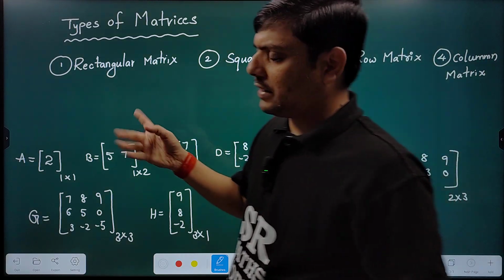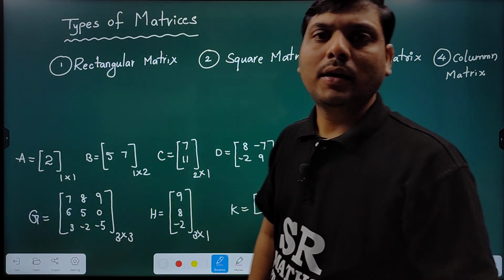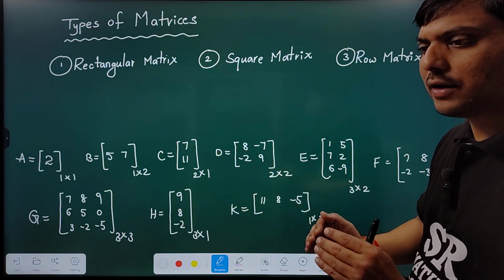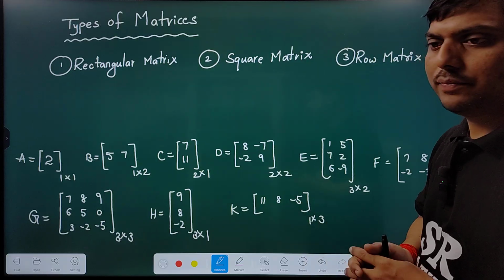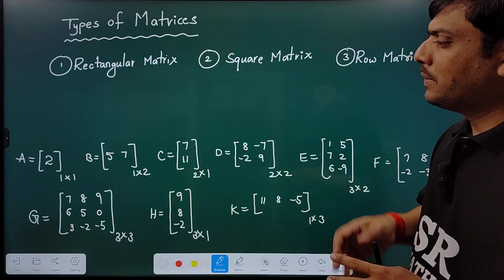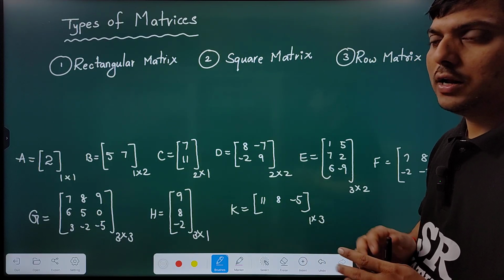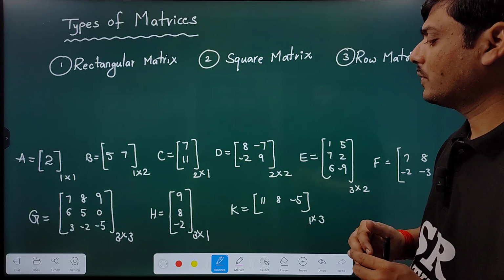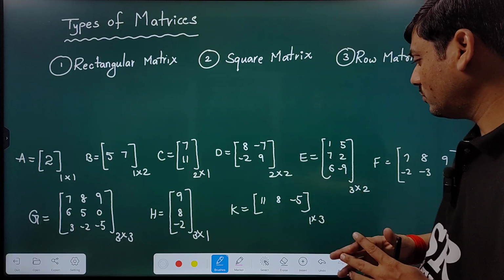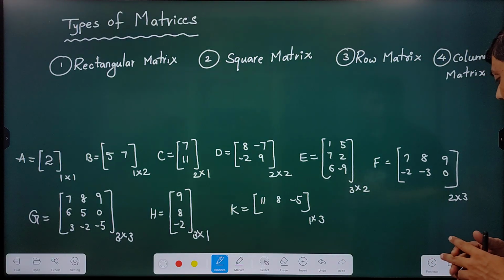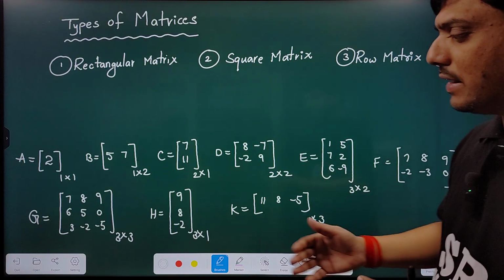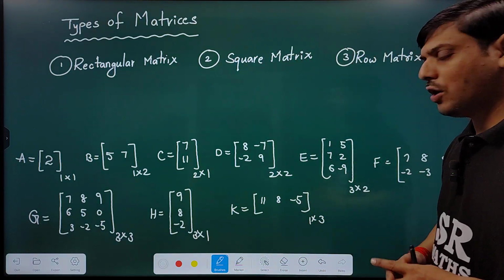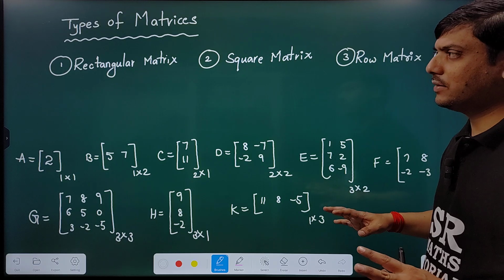First of all, I am going to matrix A. Listen carefully to the order. How many rows? How many columns? One row, one column. B matrix, one row, two columns. C matrix, two rows, one column. D matrix, 2 by 2. E matrix, 3 by 2. F matrix, 2 by 3. G matrix, 3 by 3. H matrix, 3 by 1. K matrix, 1 by 3. All are different kinds of matrices.